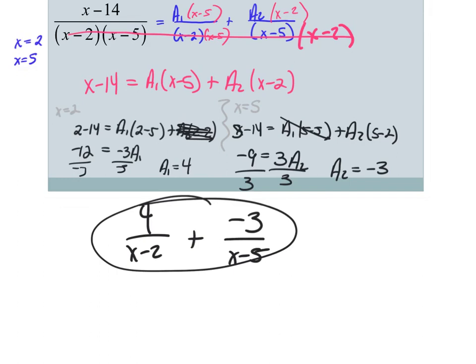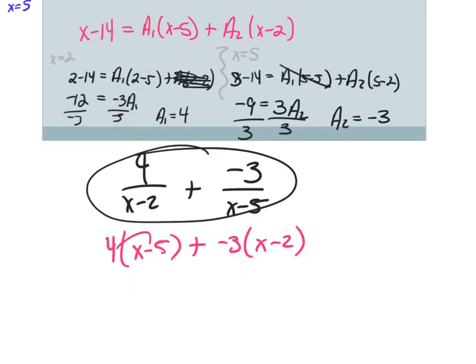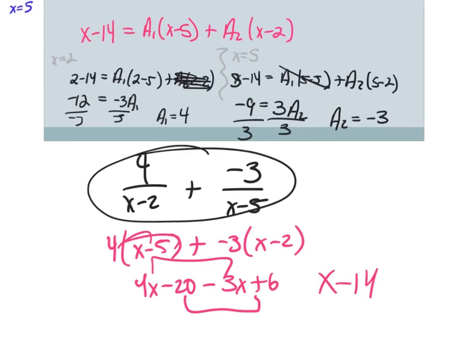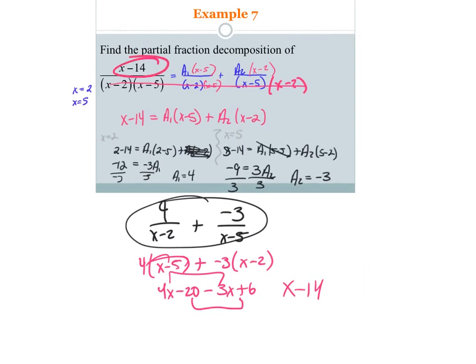If I was going to have a common denominator, it would be 4 times, it has the x minus 2, what's it missing? x minus 5. Plus, negative 3 has the x minus 5, what's it missing? x minus 2. So you have 4x minus 20 minus 3x plus 6. 4x and 3x gives me x. Negative 20 and 6 is 14. What did we start off with? We're so smart.